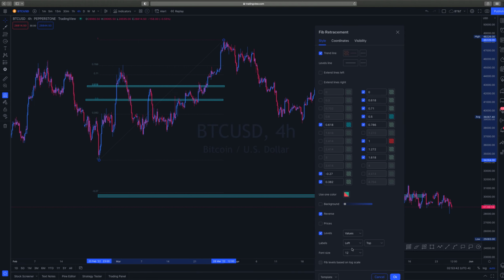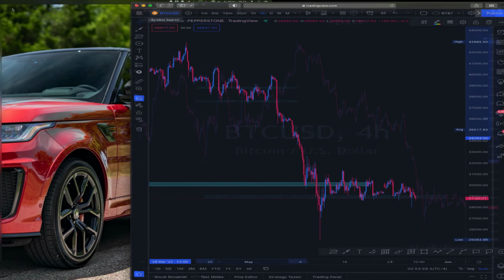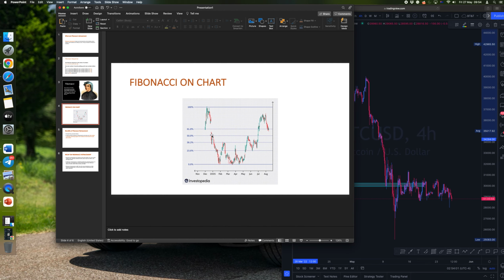What else? You can put the labels. They can be on the left if you want. They can be top or bottom. In the middle, there it's in the middle. Or they can be at the bottom. It depends on how you want. You can just play around with this and it will work. So once again, that's how I use my Fibonacci retracement level.